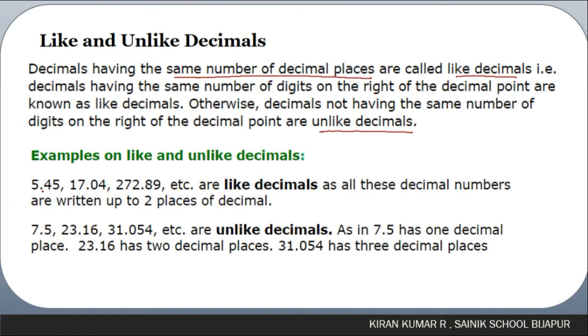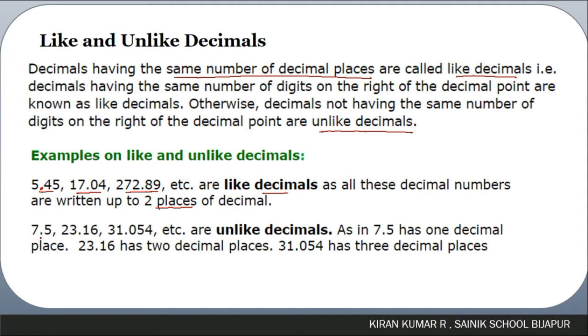Look at 5.45, 17.04, 272.89. These are all like decimals. The reason is they are having two digits after the decimal point. So the same number of decimal places are there. So they are called like decimals.